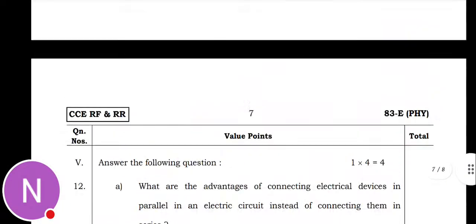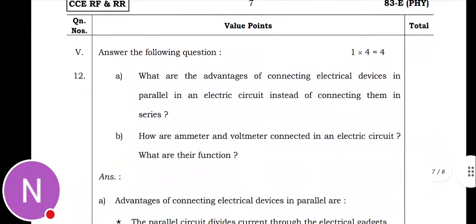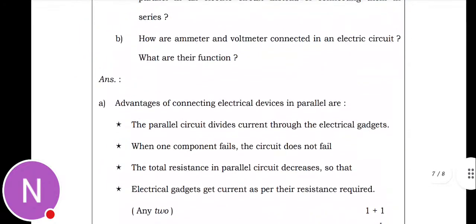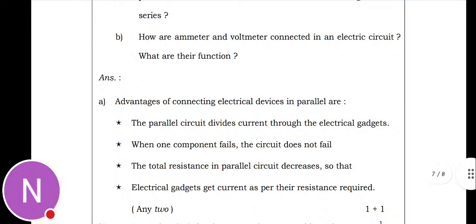Now next is the 4 marks question. They have asked both A and B. One question is: what are the advantages of connecting electrical devices in parallel in an electrical circuit instead of connecting them in series? We have to write advantages for 4 marks. First, let us see.